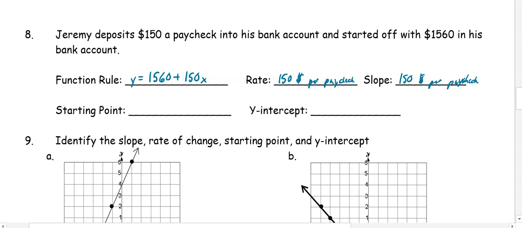Our starting point is going to be the number by itself. So we have 0, 1,560, which is the y-intercept and the starting point.